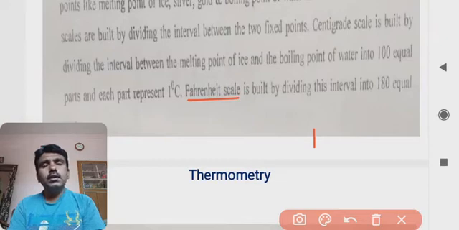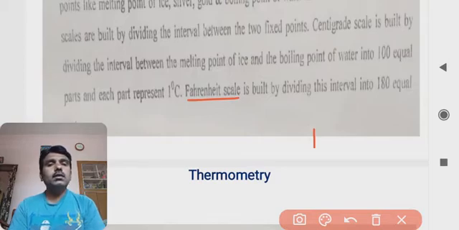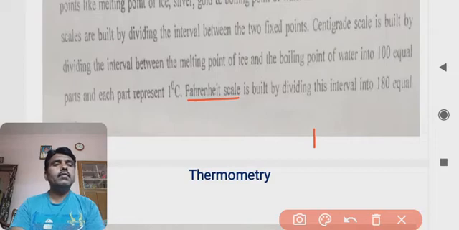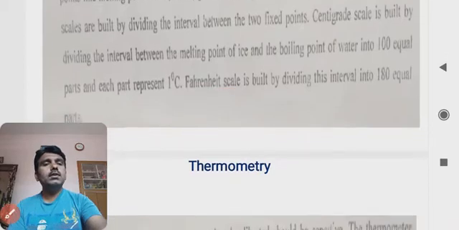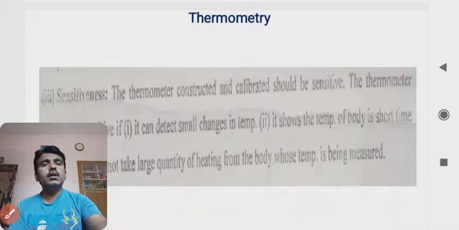Again the Fahrenheit is another scale. In our country we are not generally using Fahrenheit, but Fahrenheit is the standard scale used in other countries. According to the ease of use, the Fahrenheit scale is built by dividing the interval between the boiling and the melting point into 180 equal parts, and this is the scale for Fahrenheit.